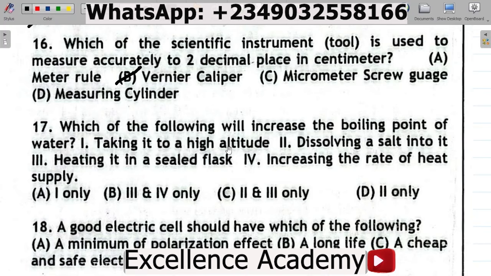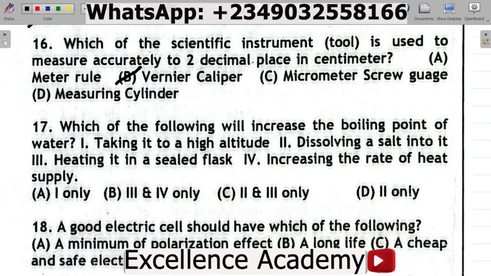Taking it to a higher altitude means taking water to a higher height. Now, irrespective of the height, the boiling point of water will still be 100 degrees Celsius. So that's it. This does not change anything. IV says increasing the rate of heat supply. By increasing the rate of heat supply, that means just increasing the temperature. And increasing the temperature only means that the water will get to its boiling point faster. It does not increase the boiling point. It just means that the speed at which water gets to its boiling point will be different, but the boiling point remains the same. All right.